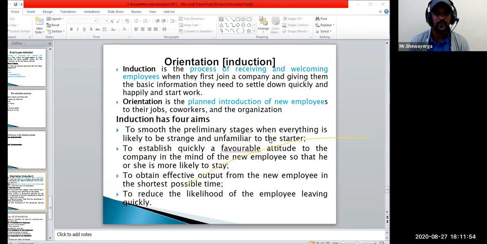Then another aim of induction is to obtain effective output from new employees in the shortest possible time, because he or she will have what? Positive image, positive attitude. When he or she has a positive attitude, means he or she will have what? Positive action. That is, he or she will have positive behavior. When he or she has positive behavior, that is what? A motivation. So when he or she has a motivation, it means he or she has a willingness to exert their effort, their energy, toward the accomplishment of organizational goals or objectives. So induction is important to accomplish this.